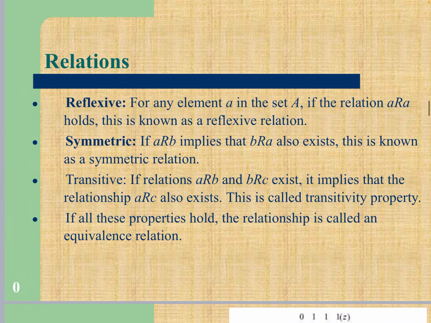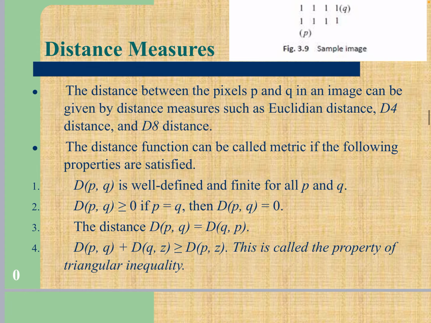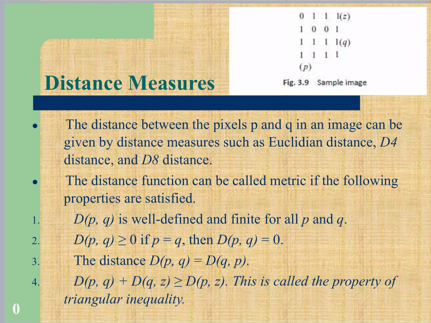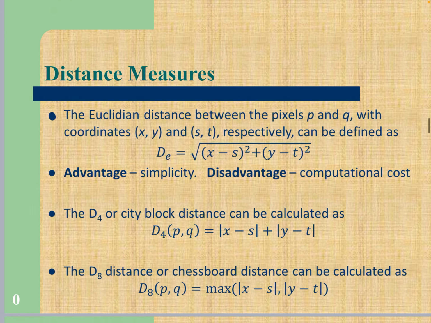Then the relationship. There are 3 types of relations: reflexive, symmetric, and transitive. Then distance measures. How are you going to measure the distance? These are the sample images. If I want to find the distance from P to Q or from P to Z here, you can find the connectivity either by using the 4 connectivity or with respect to the 8 distance here.